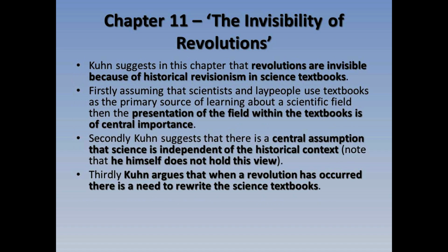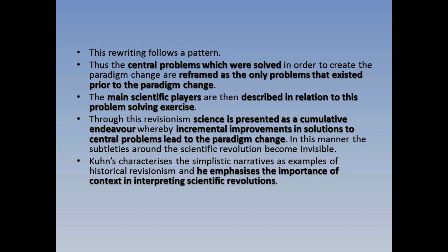In Chapter 11, The Invisibility of Revolutions, Kuhn suggests that textbooks are rewritten after revolutions and that the historical context is assumed to be unimportant. As a result, there is historic revisionism, which obscures the nature of revolutions. The rewriting follows a pattern, with a central problem being posed before the paradigm change, and key scientists described in relation to the solving of this in an iterative fashion.